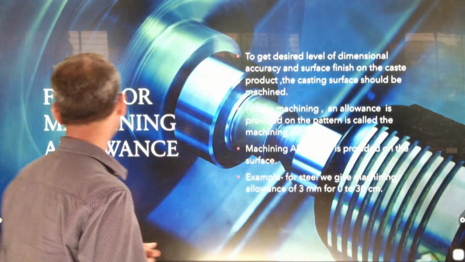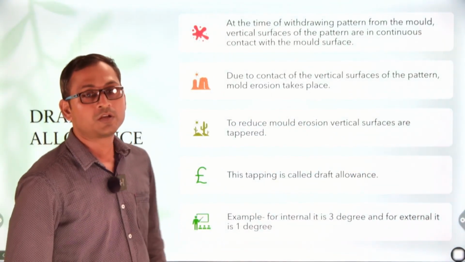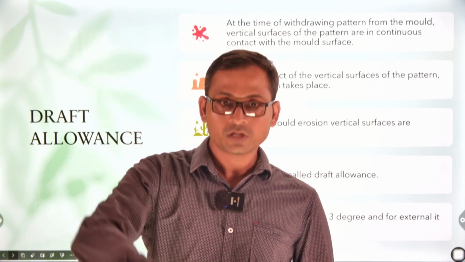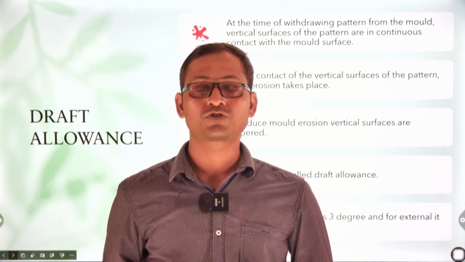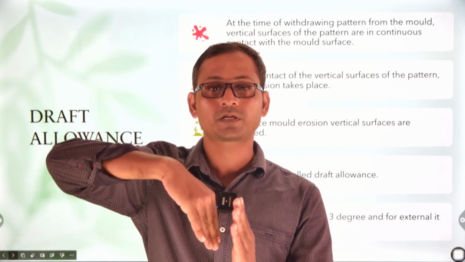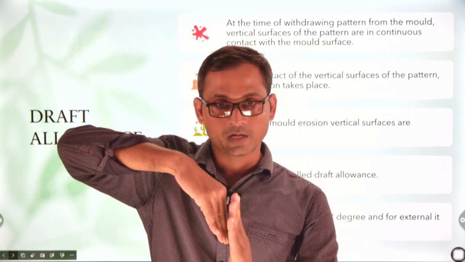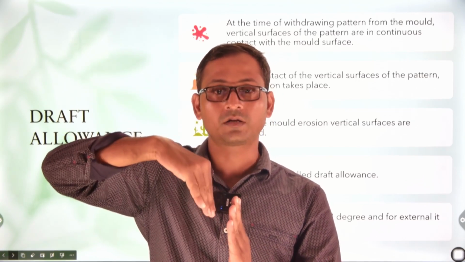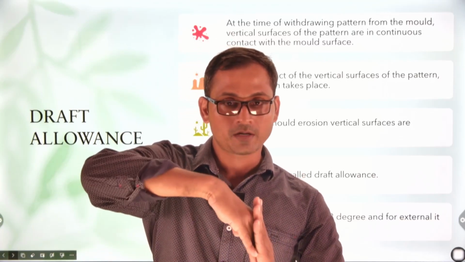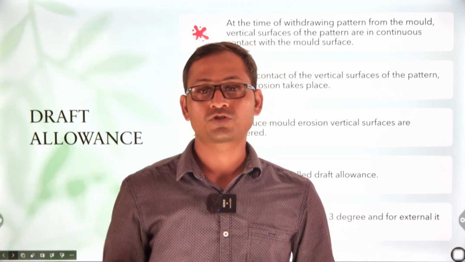Okay, then we go to your draft allowance. As we are dealing with a sand mold, when withdrawing the pattern from the mold, erosion takes place. Why does mold erosion take place? Because the vertical surface of the pattern is in continuous contact with the vertical surface of the sand bed. So while withdrawing the pattern from the sand bed, mold erosion takes place.